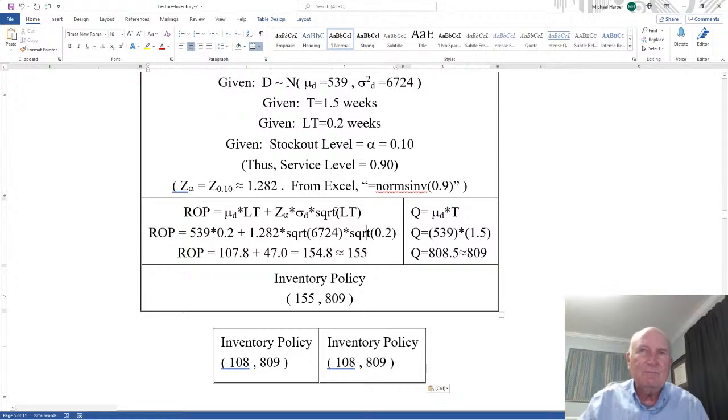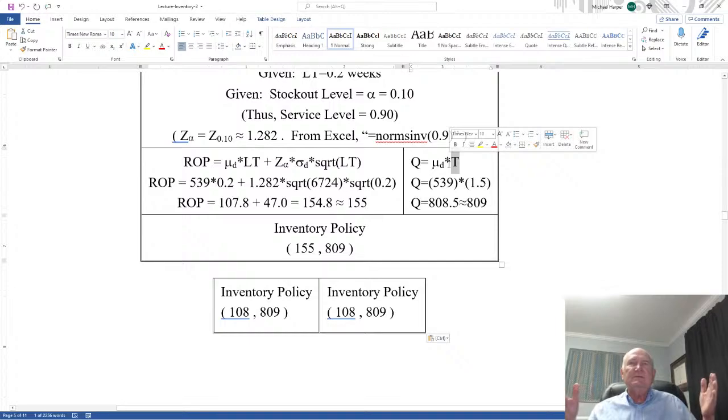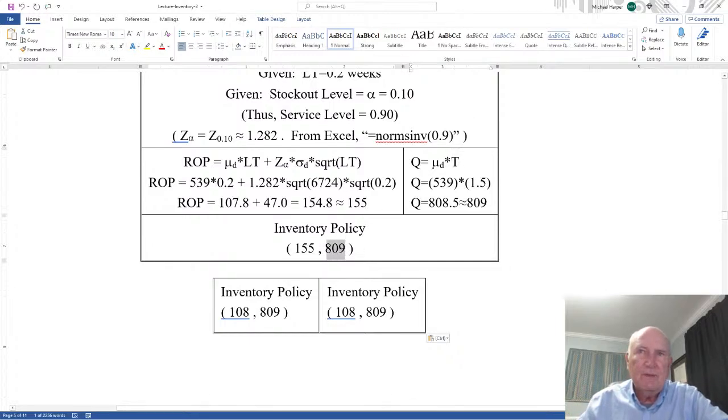Now, the reason that's important, I'm trying to emphasize this, is because notice it is not a function of the inventory period, T. T is not a function in the ROP. In other words, suppose the inventory period increases, you're going to increase your lot size. But what if your lead time increases?